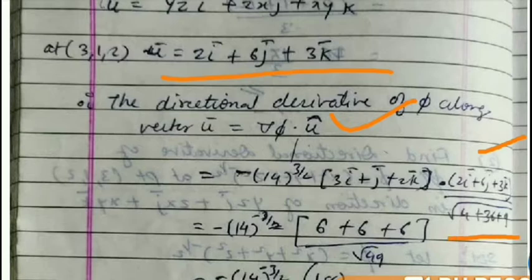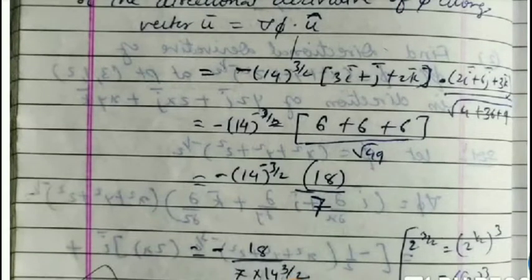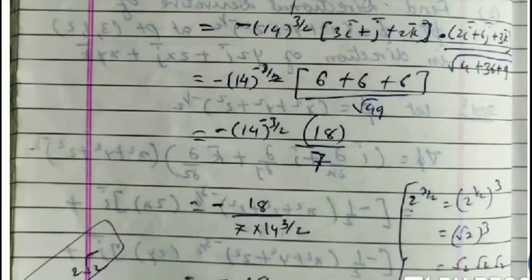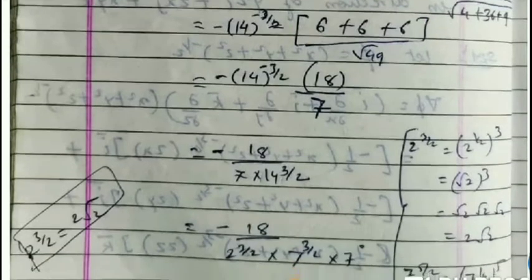upon its magnitude, meaning the coefficient of i squared is 2 squared, which is 4, plus 6 squared, which is 36, plus 3 squared, which is 9. After simplifying it, after taking the dot product of these two terms, we get the value 6 plus 6 plus 6 equals 18.